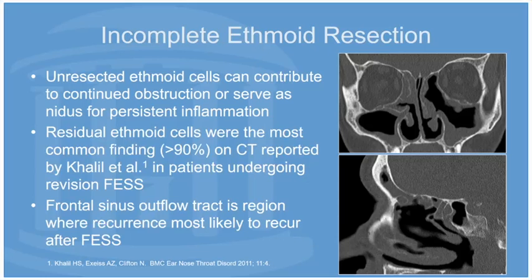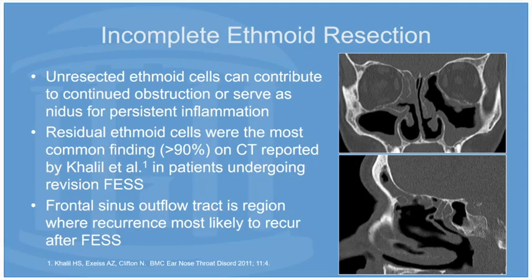Now, the last cause of FESS failure related to incomplete surgery that we'll cover today is probably the most common, and this is incomplete ethmoid dissection. Now, as I mentioned earlier, while it's not necessary to perform a total ethmoidectomy in every patient, once the decision has been made to address a particular group of sinuses, that group should be completely dissected. The reason being that any leftover cells or septations could contribute to continued obstruction in that region or serve as a nidus for persistent inflammation.